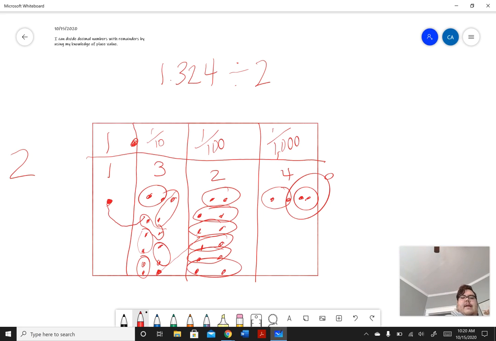Let's count the groups that we have in our place values. In our ones place, we didn't have any groups that we made. Don't forget our decimal. In our tenths place, we had 6 groups that we made. In our hundredths place, we had 6 groups. And in our thousandths place, we had 2 groups. So 1 and 324 thousandths divided by 2, we can safely say is 662 thousandths.